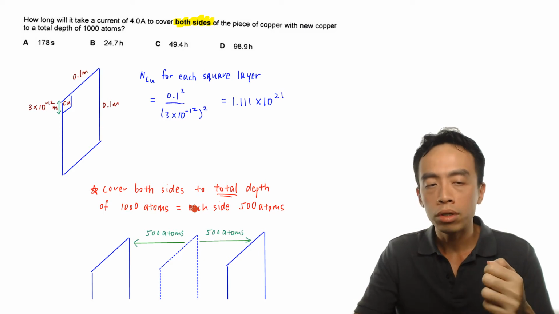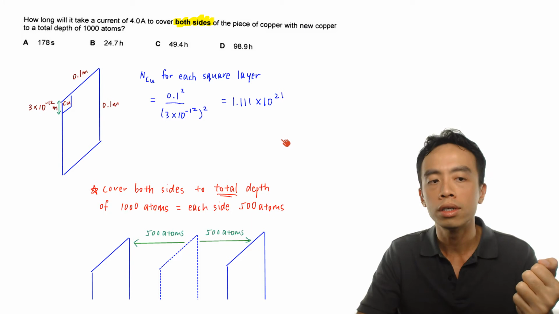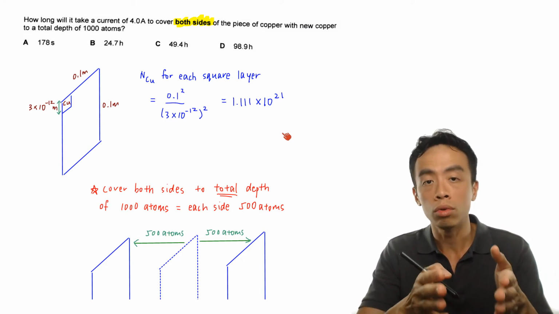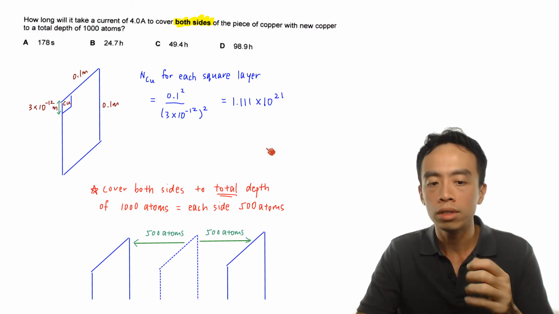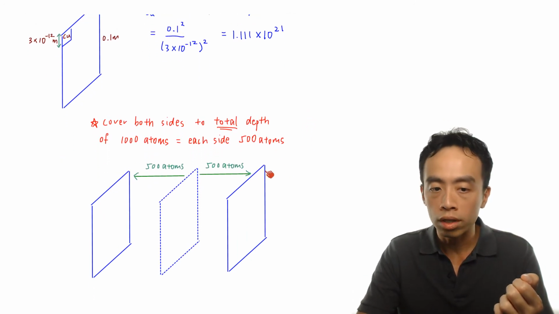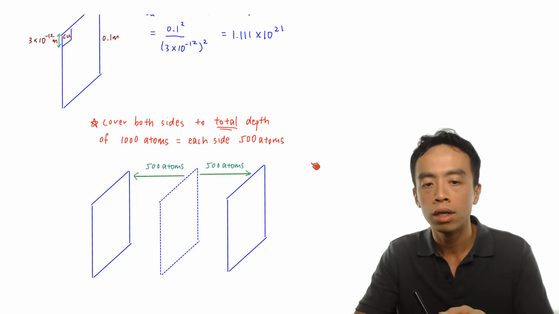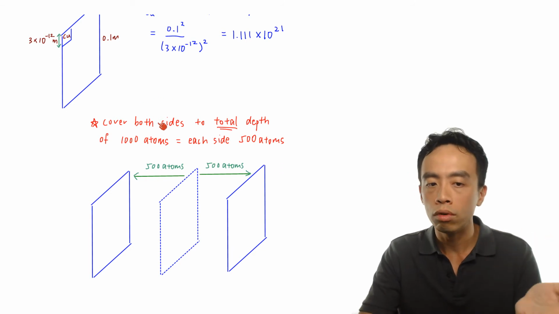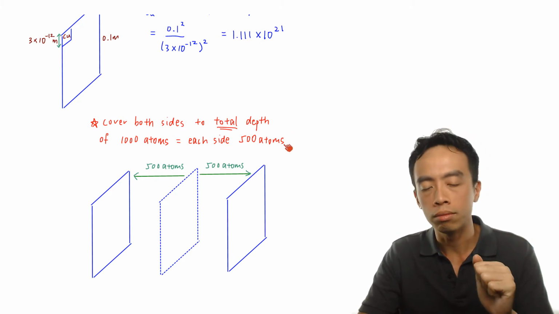But how I interpret this is, if I'm covering both sides, because when we have electrolysis, both sides of the electrode will be simultaneously coated with new copper. So the question wants a total depth of 1000 atoms. I'm assuming that the total depth, that means when it is expanding on both sides, the total depth is 1000 atoms. So each side should only be 500 atoms. So covering both sides to a total depth of 1000 atoms should mean each side is only 500 atoms.